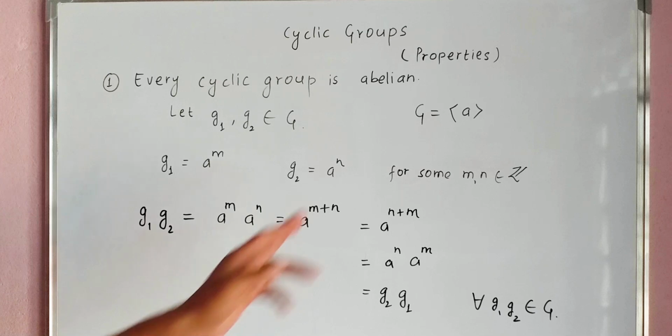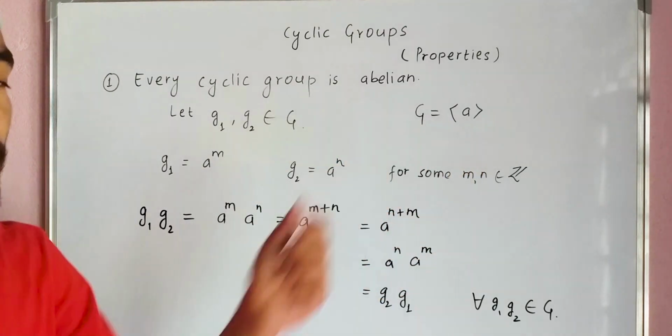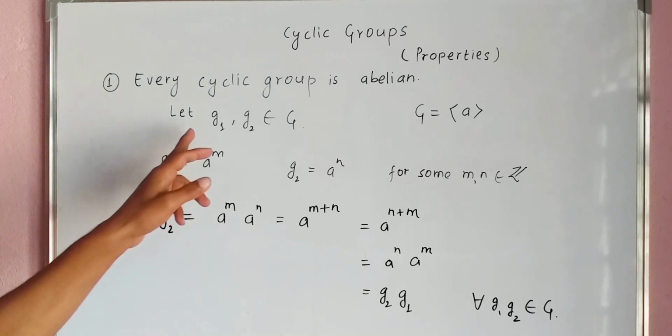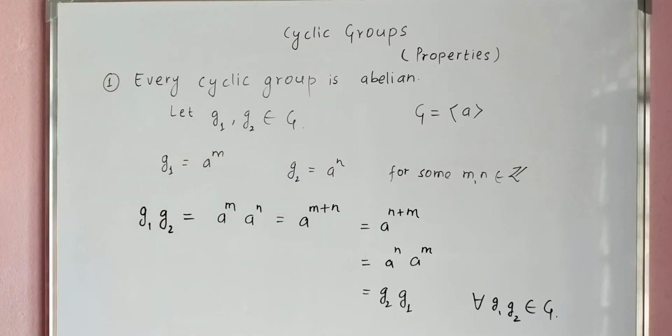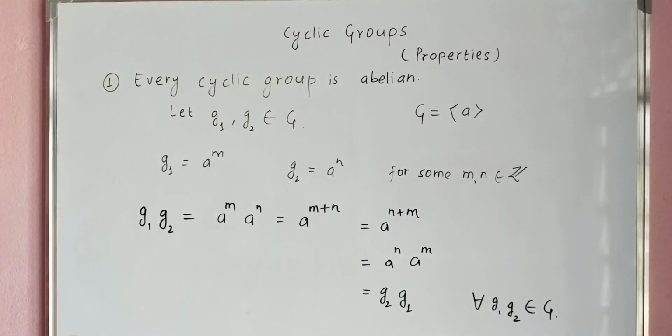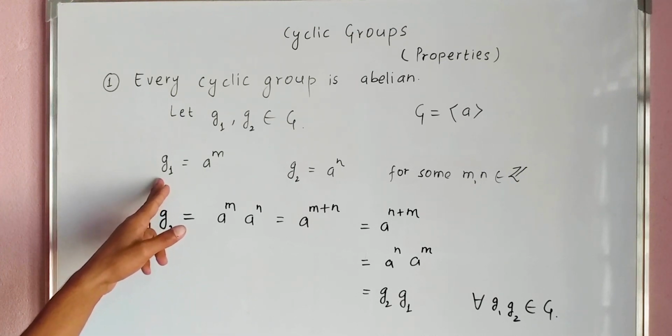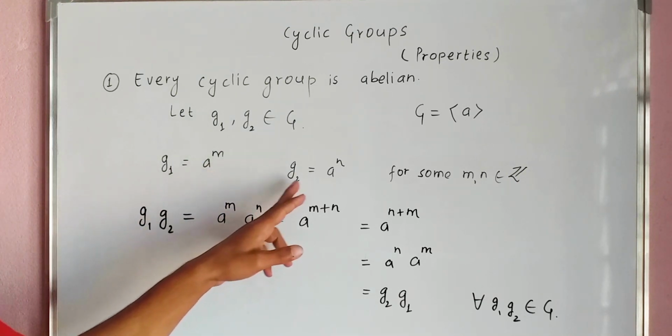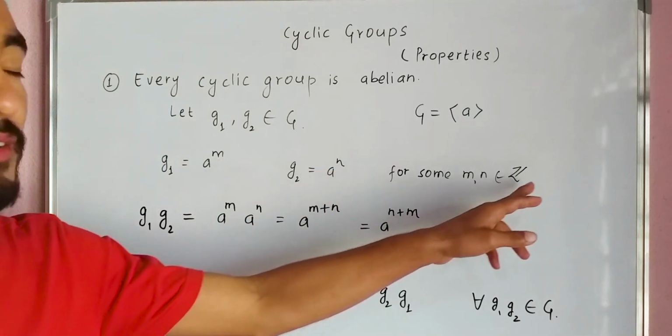Proof: let G be a cyclic group generated by a, and let g1 and g2 be any two elements of G. To show G is abelian, we show G satisfies the commutative property. For that, we show for all g1 and g2 in G, g1 g2 equals g2 g1. For that, we have g1 is generated by a, therefore g1 equals a to the power m, and g2 equals a to the power n, for some m, n in Z.